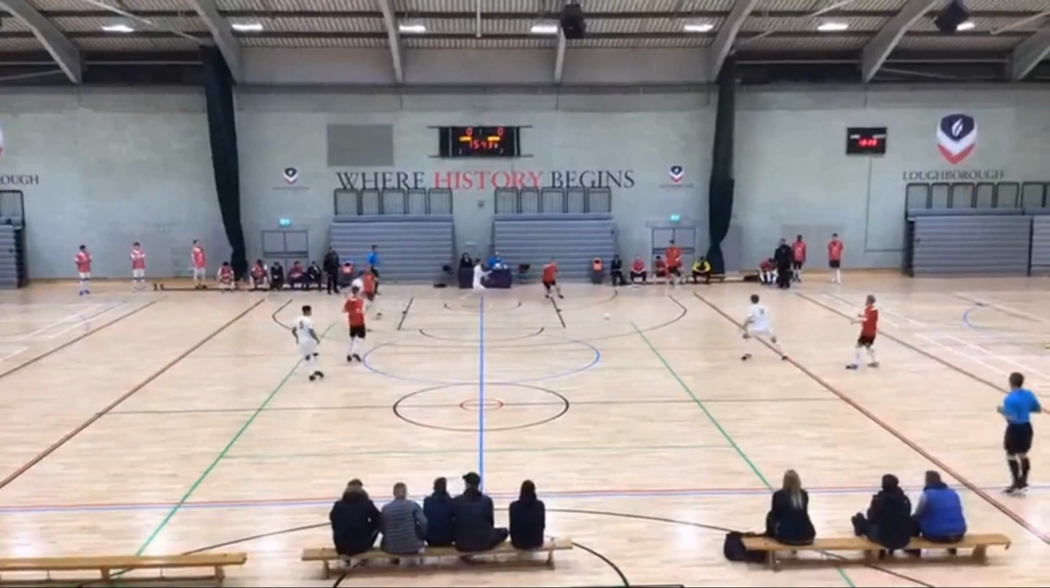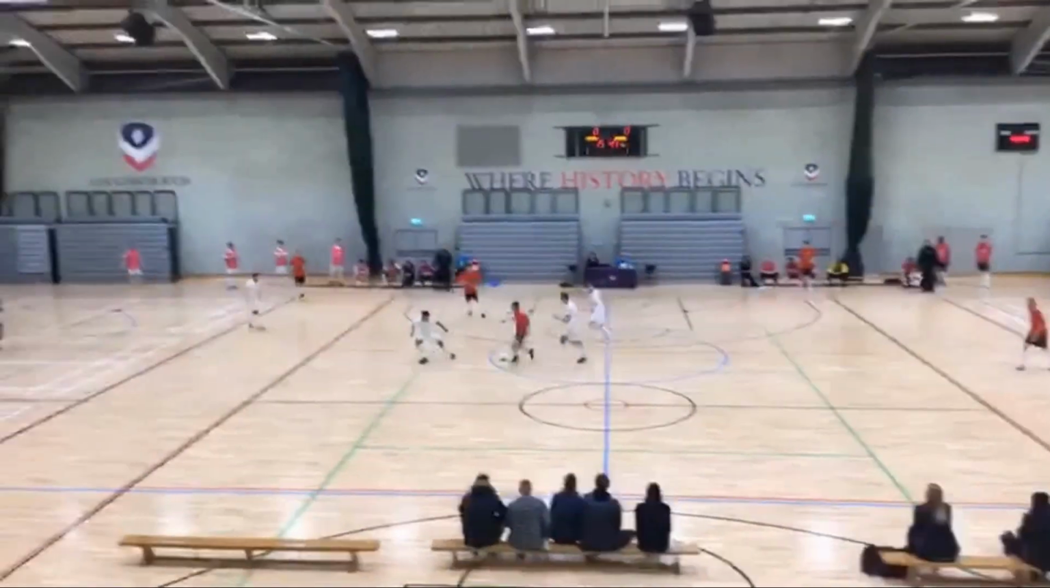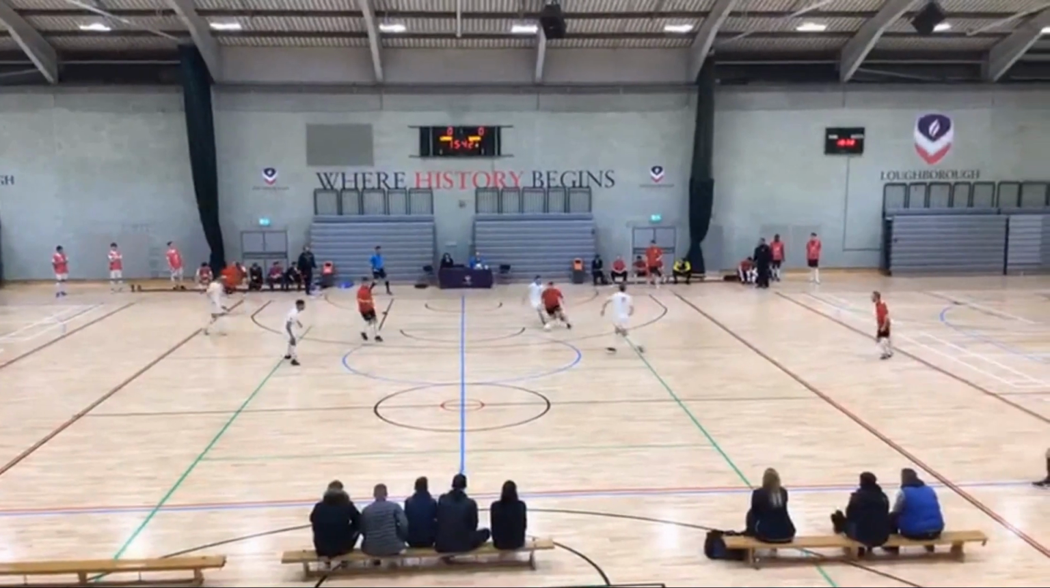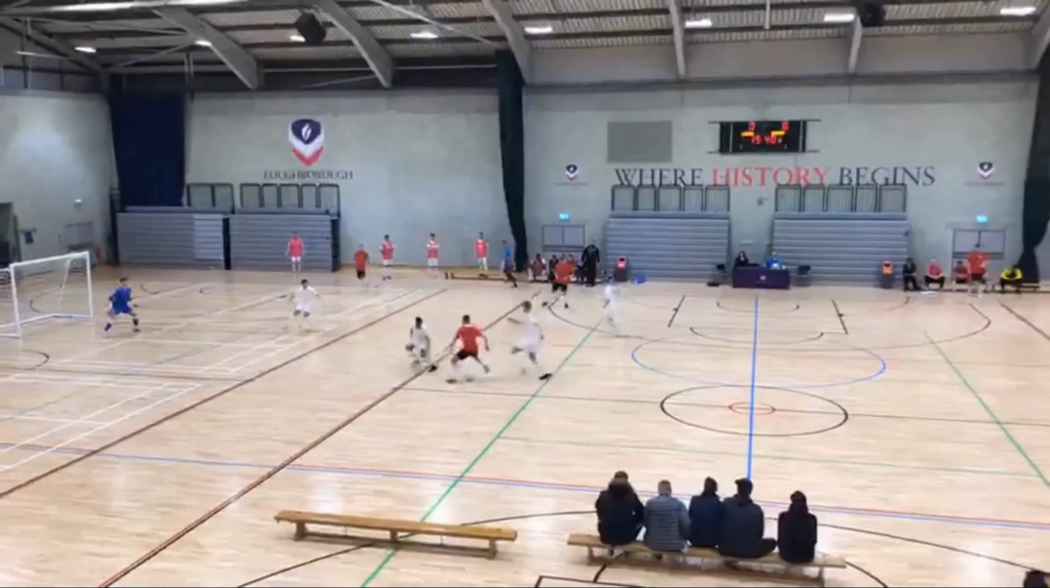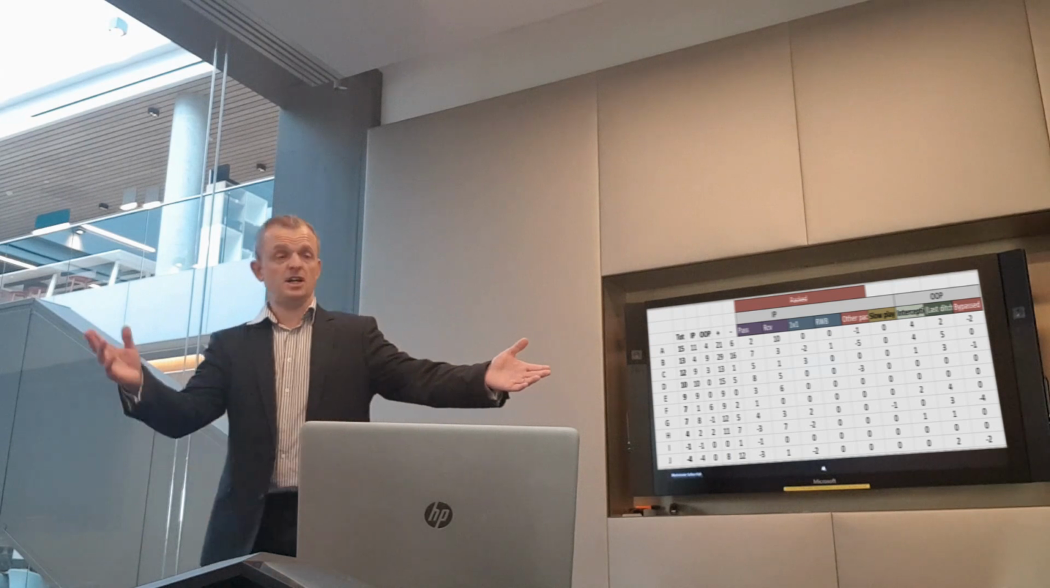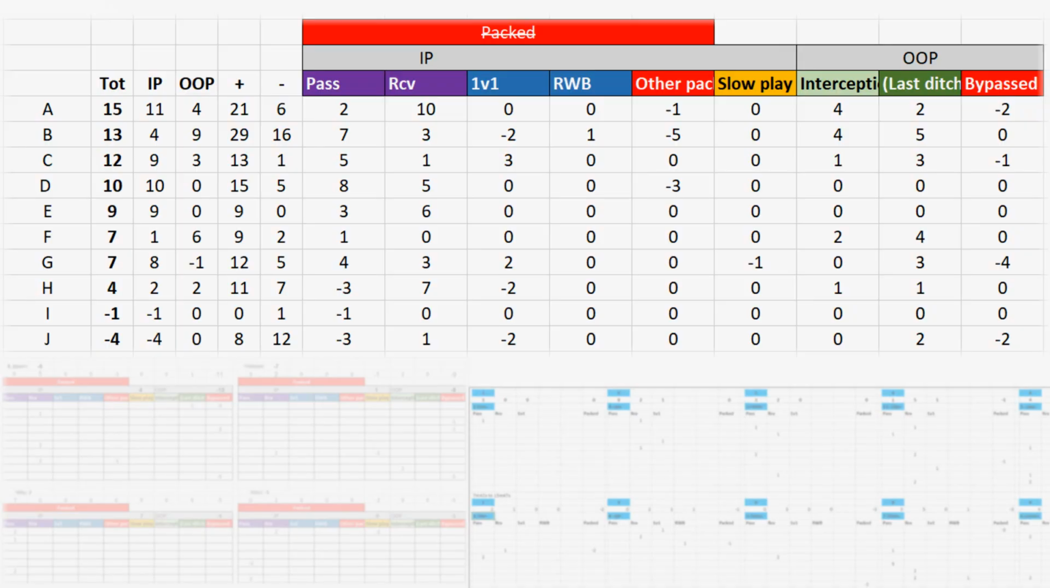1v1s, hopefully they're self-explanatory. I get the ball, I beat my opponent, I break his particular line or her particular line, that's 1 point to me. That's a 1v1 situation. Slightly related, running with the ball. My opponent could be over here. I don't need to do a 1v1, I just run past him. I've still bypassed that opponent, so I get the point.